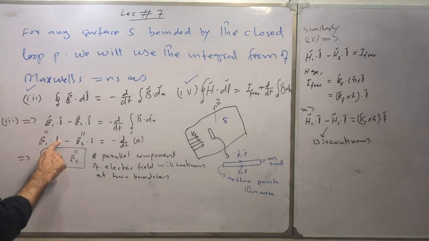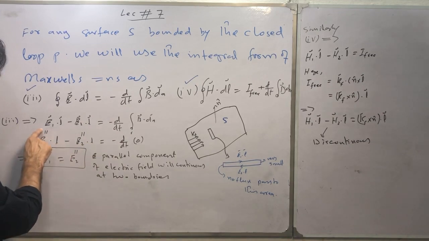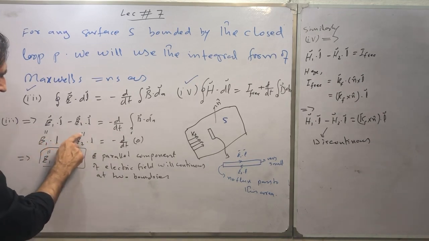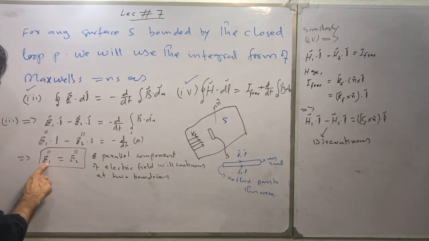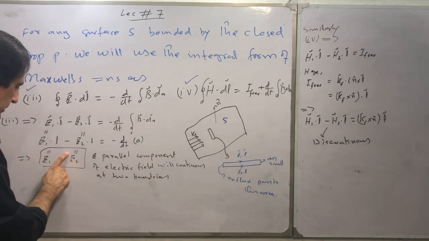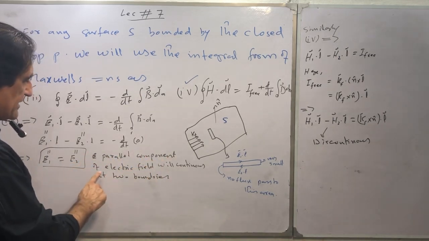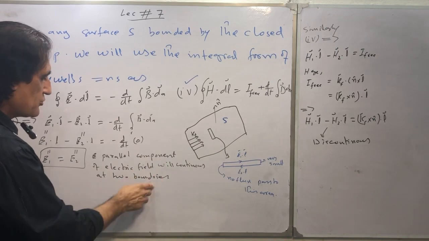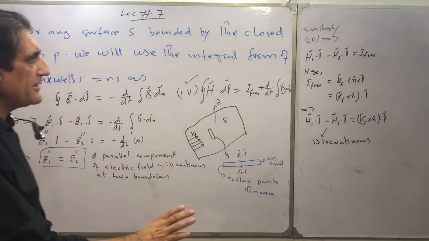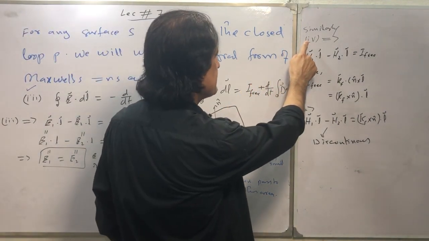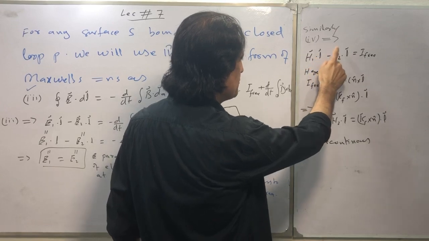Finally, I have written that E1 parallel·L minus E2 parallel·L is equal to 0. And finally, E1 parallel is equal to E2 parallel. It means that the parallel component of the electric field continues across the boundary. E parallel will continue.